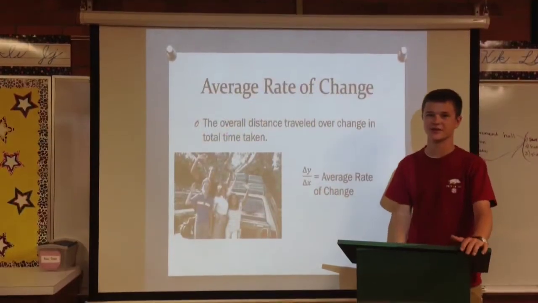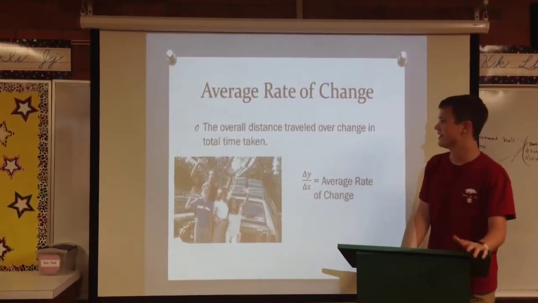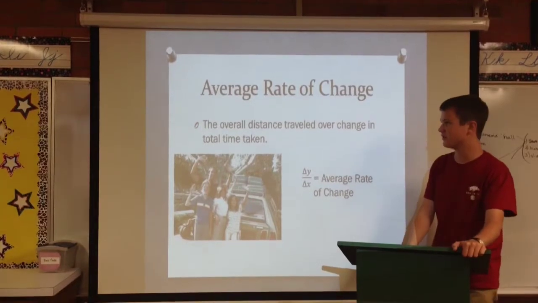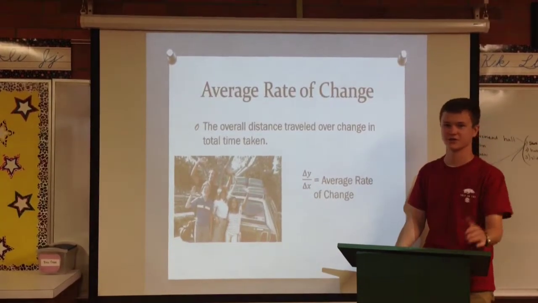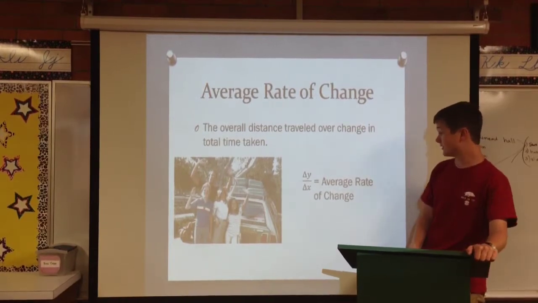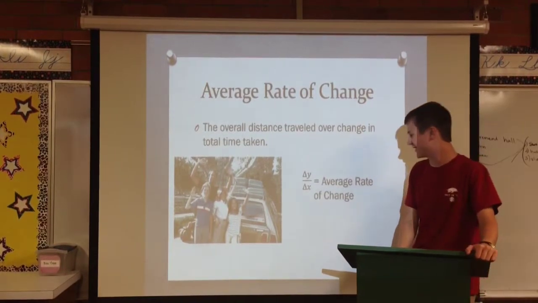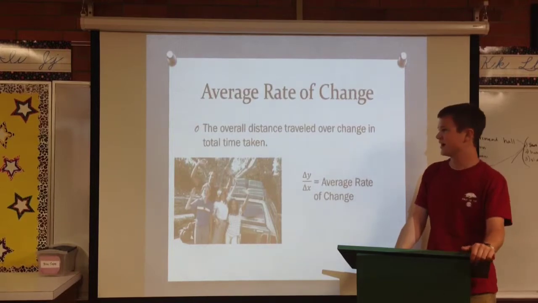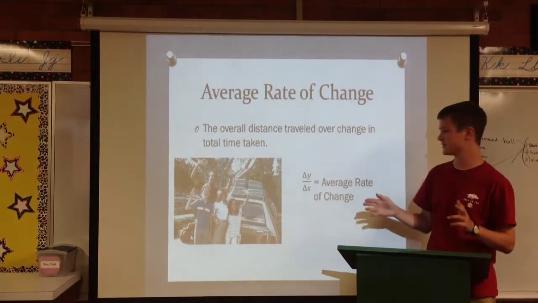First we're going to start with the definition of average rate of change. The average rate of change is the overall distance traveled over the total time that it took to travel that distance. The formula is delta y over delta x, and the y values are your distances, the x values are your total time.